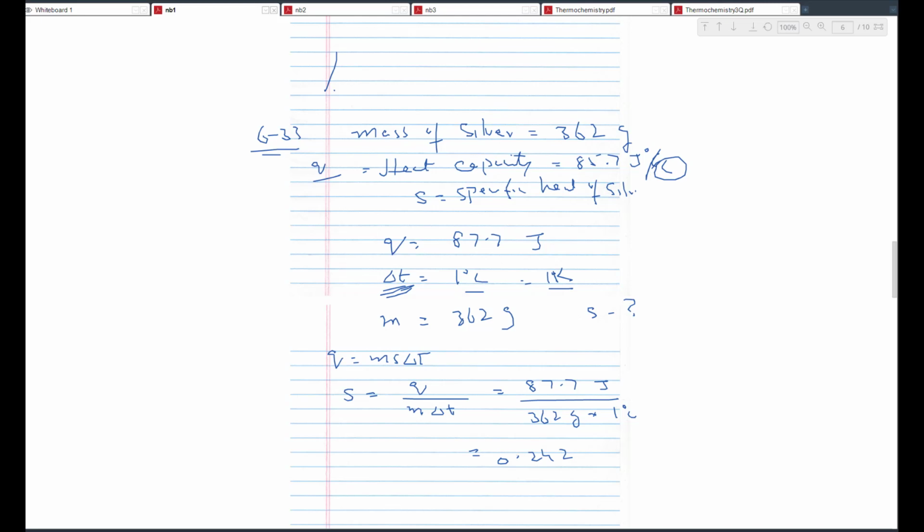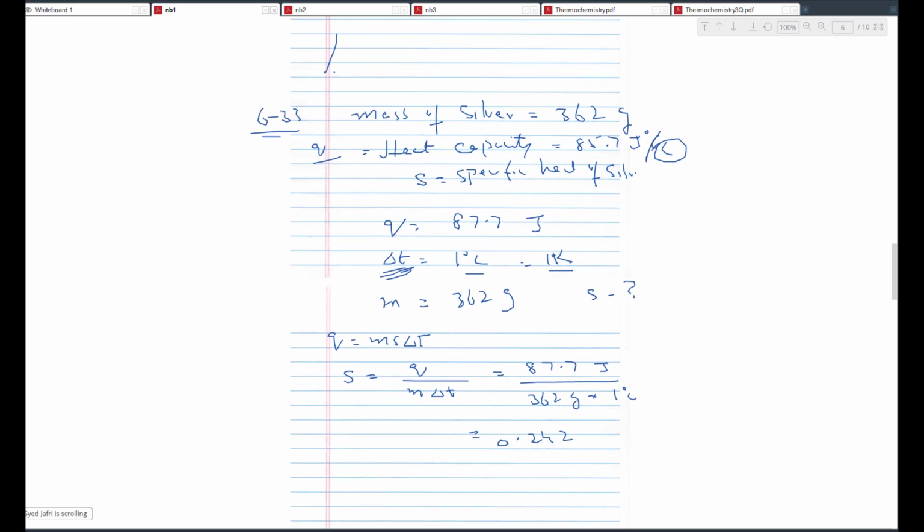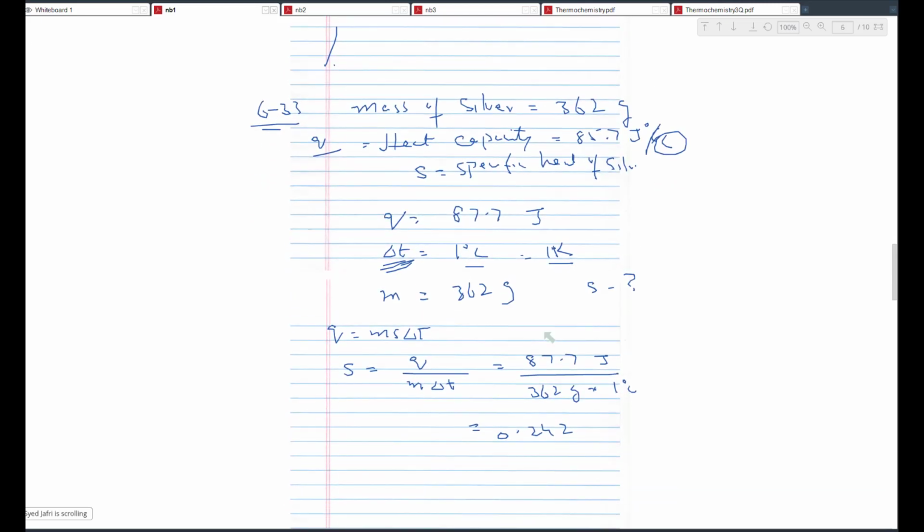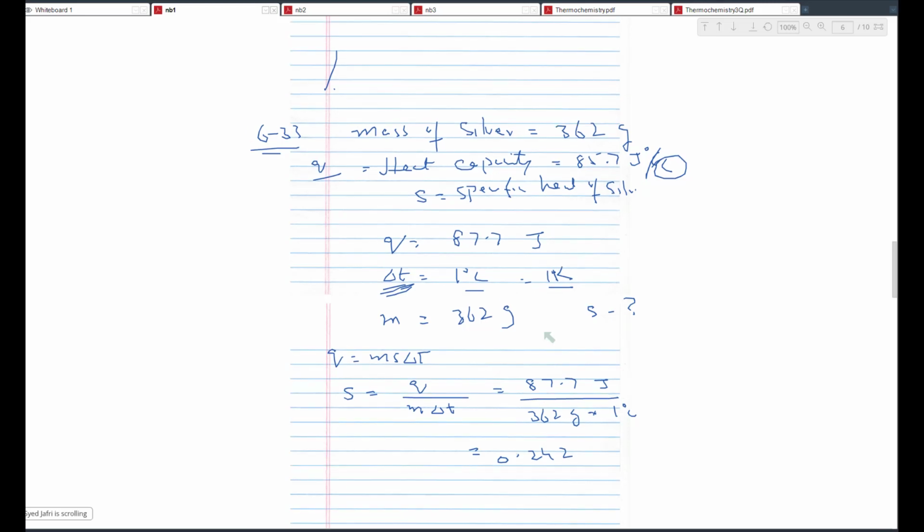Oh, let me see. I think 85.7 is the... Oh, no, sorry. The heat capacity, I made a mistake. In the data I put 87 point something. That's why. Okay, sorry, it's my mistake. It's 85.7, and I put 87.7. So joules per gram, right? And how much are we getting? 0.237.